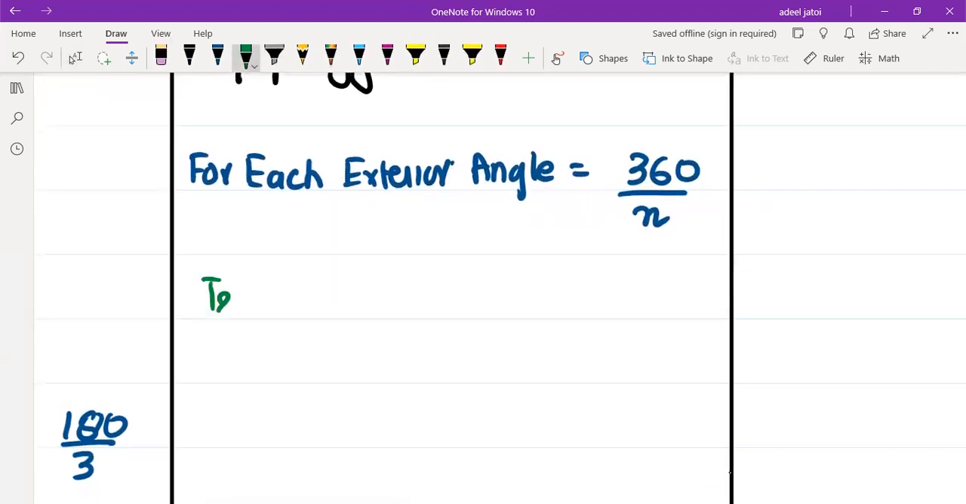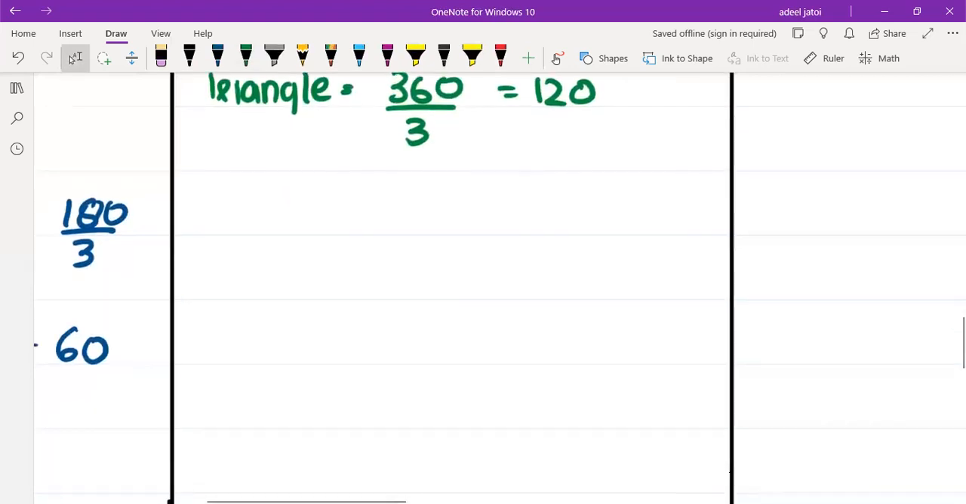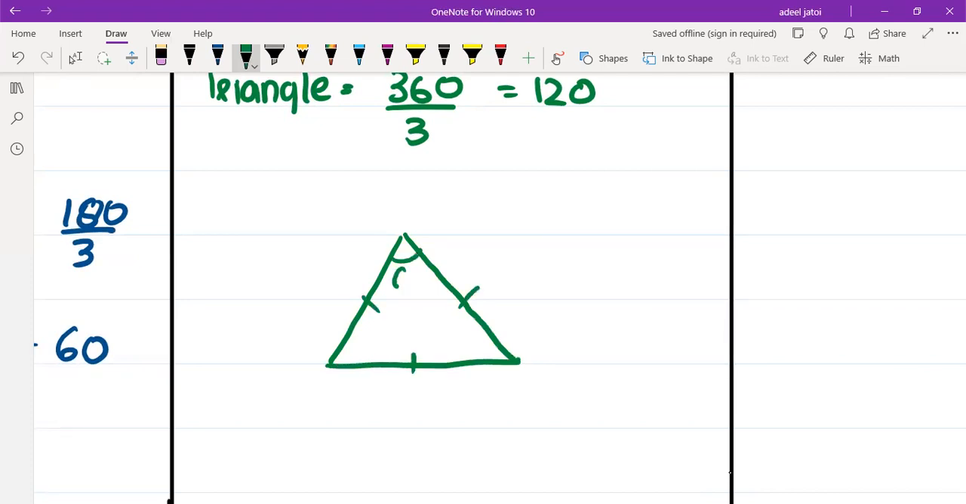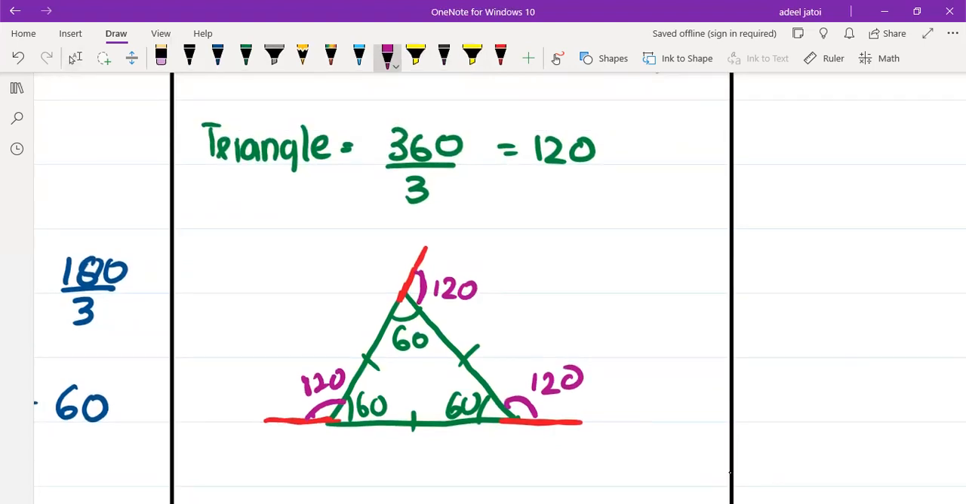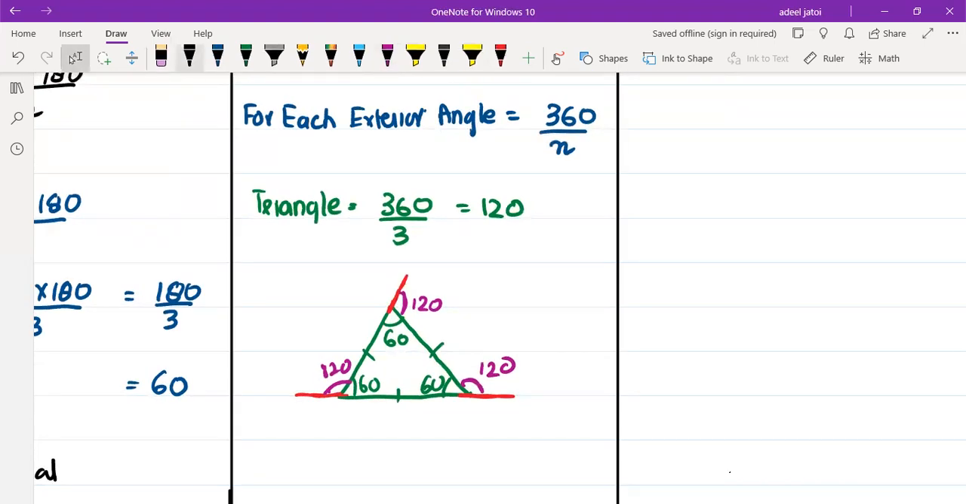So for a triangle, your exterior angle should be 360 upon 3, which is equal to 120. Let's say we have a triangle, and since it is a regular polygon, it will be an equilateral triangle having 60, 60, 60 as angles. But when we talk about exterior angles, if the line is extended, a straight line angle is what? 180 degrees. So 180 minus 60, this angle becomes 120. A straight line is 180. 180 minus 60 becomes 120, and this also becomes 120. So each side has an exterior angle of 120, and you can directly calculate it with 360 divided by n.